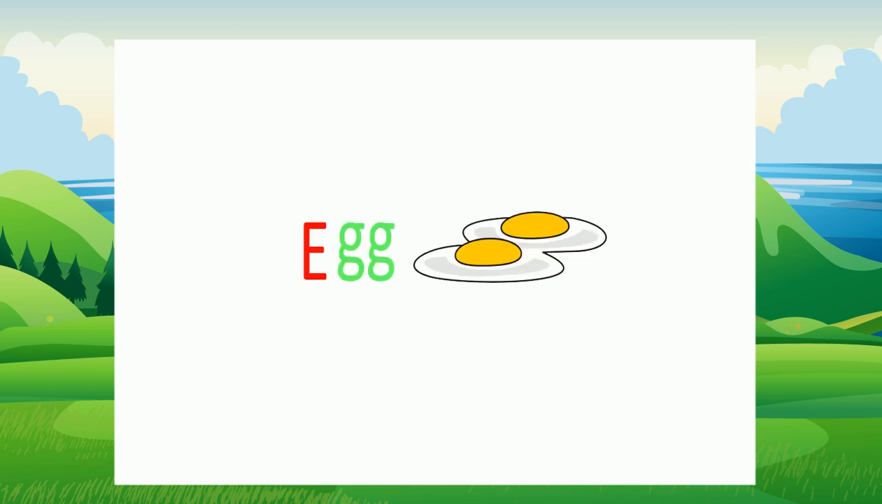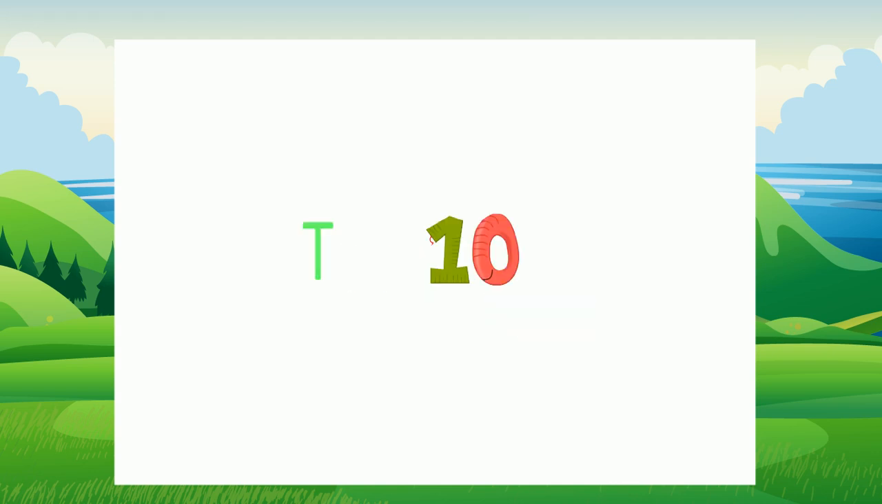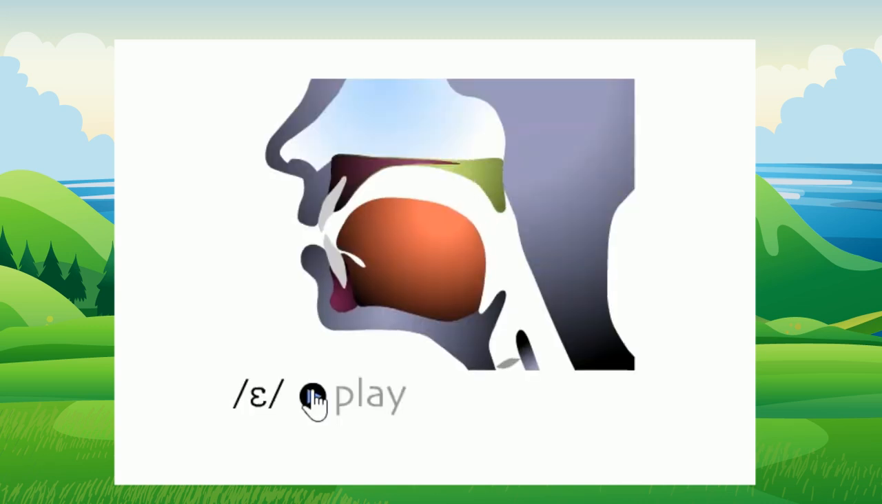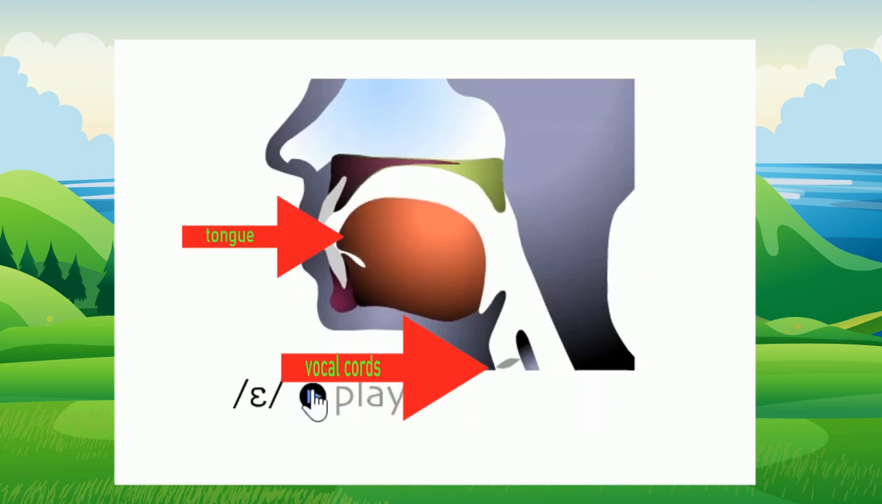Egg, bread, ten. The sound is voiced, meaning your vocal cords vibrate when producing the sound. Your tongue is in the lower part of your mouth when pronouncing the sound. Arrow 1 points to the vocal cords, and arrow 2 points to the tongue.